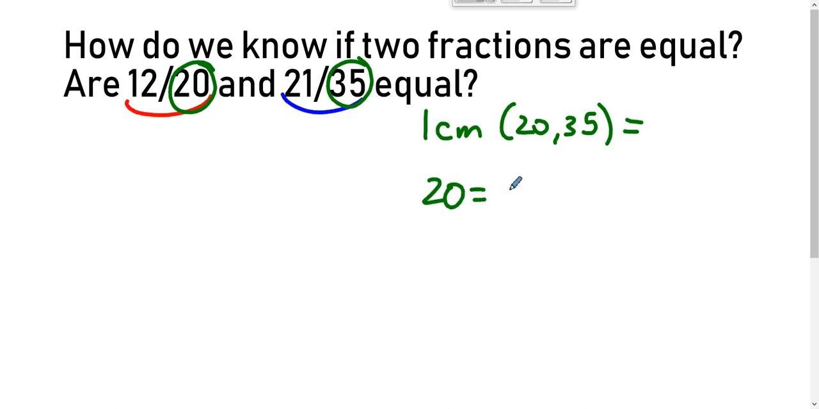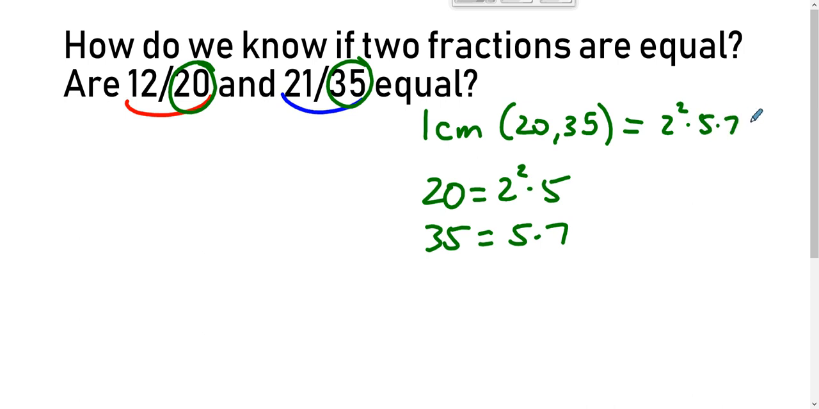Well, we remember that 20 is 2 squared times 5. And we remember that 35 is 5 times 7. And when we're looking to build the least common multiple, we take the highest power that we see for every conceivable prime factor. And so the least common multiple is 140.